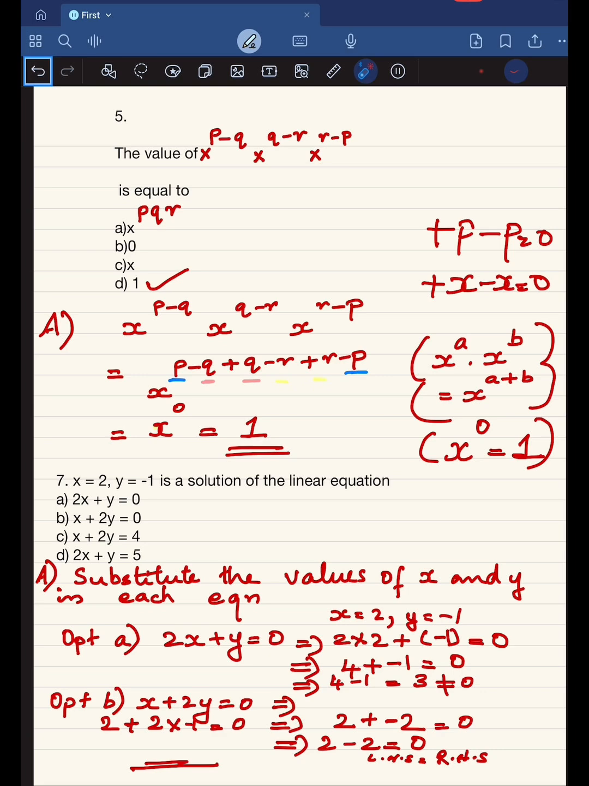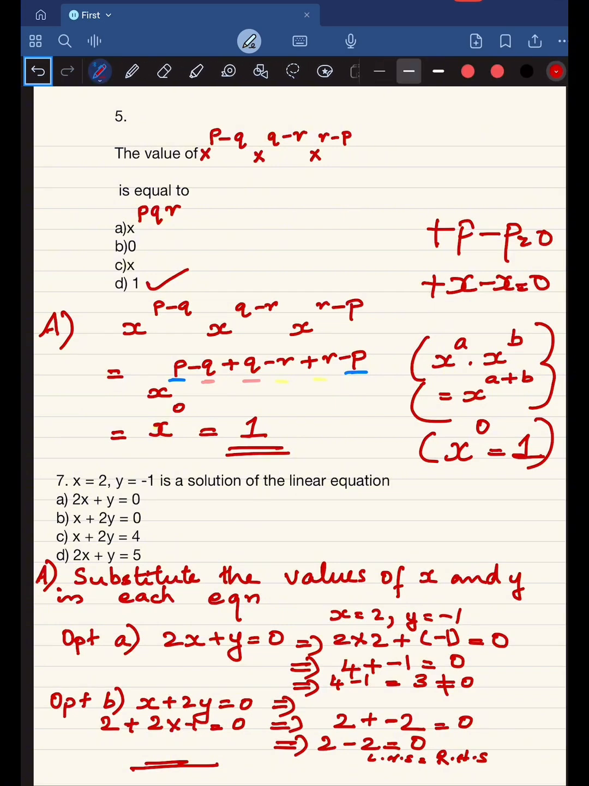Okay, then go to the next option, option B, x plus 2y equal to 0. So substitute the values of x equal to 2 and y equal to minus 1 in this equation. We get 2 plus 2 into y, which is minus 1, equal to 0, which implies 2 plus 2 into minus 1, that is minus 2. So 2 plus minus 2 is equal to 0, which implies plus and minus goes to minus. 2 minus 2 is equal to 0, which implies here 0 is equal to 0.